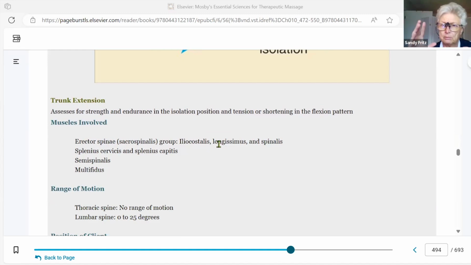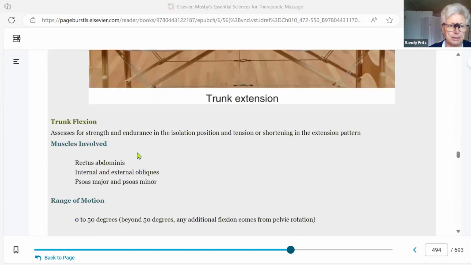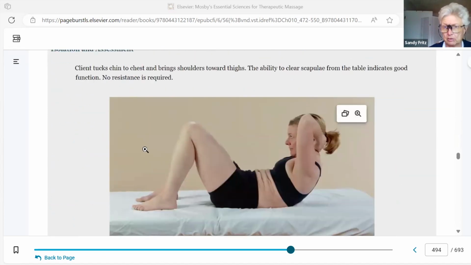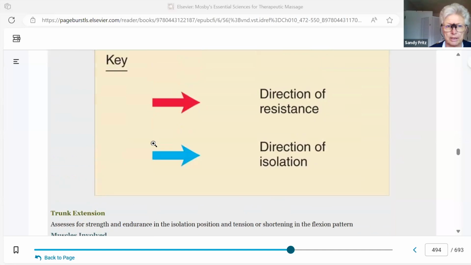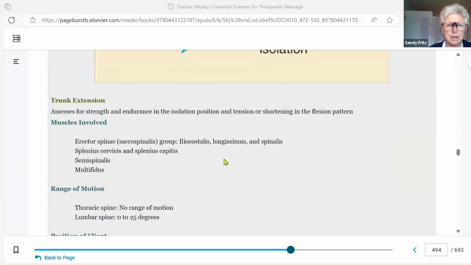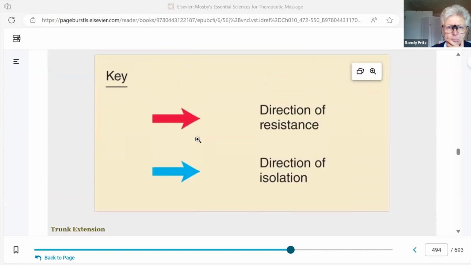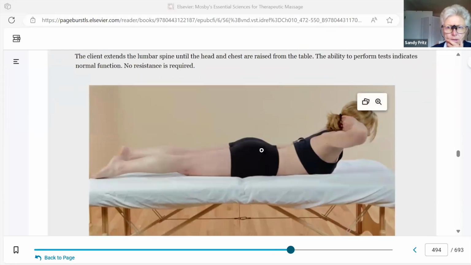So the first pattern we've got here is trunk extension, and it will pair right up with trunk flexion. So you've got a picture to look at here. It gives you all of the muscles that are involved. So these are all of the agonists, all the prime movers that are used for trunk extension. This is what the picture looks like, trunk extension.